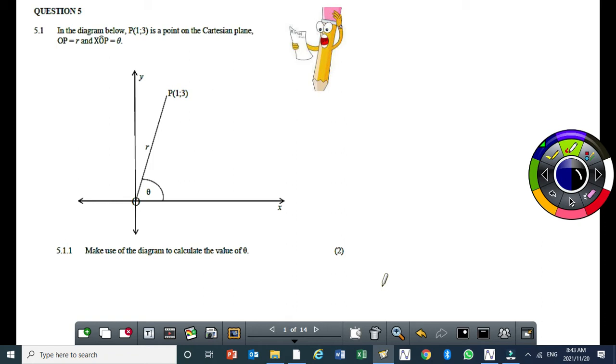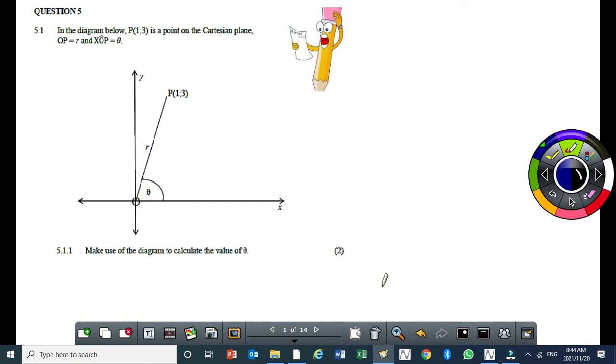Right. When you get a question like this, always remember, before you start answering, there are two ways. You can be given a diagram like this, or you can be given a trigonometric equation, and then you may be asked to use that equation to draw a diagram.